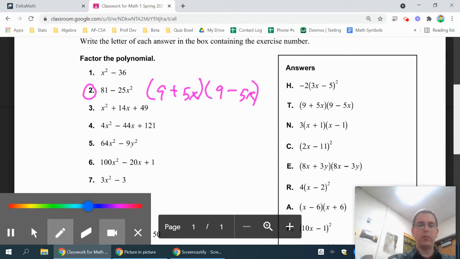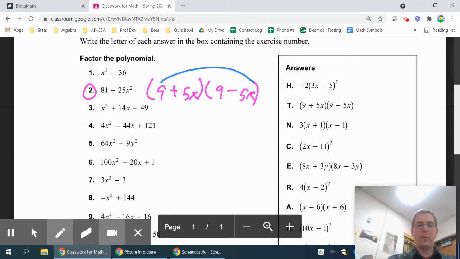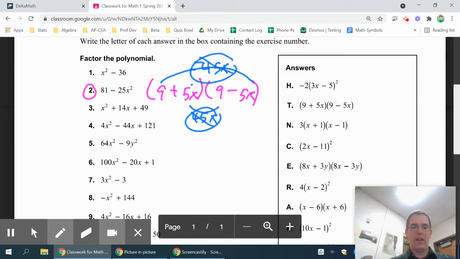If I were to try to multiply out, check my first term and my last term. My first term is a negative 45x. My last term is a positive 45x. So my negative 45 and my positive 45 would cancel out to make a 0. And that's what I end up with there.